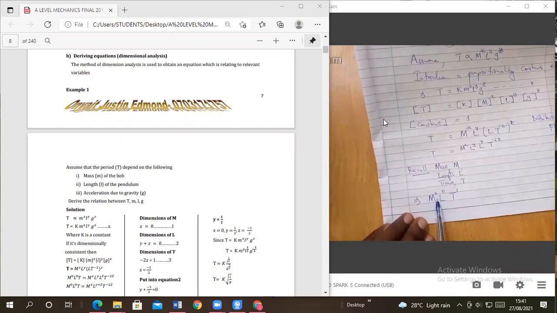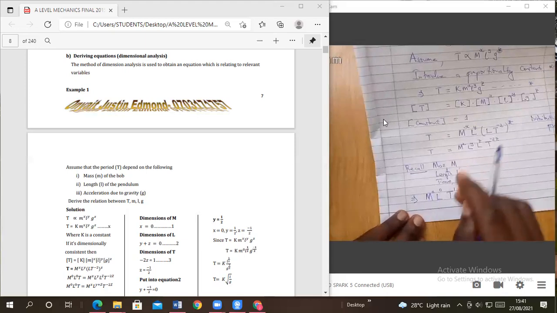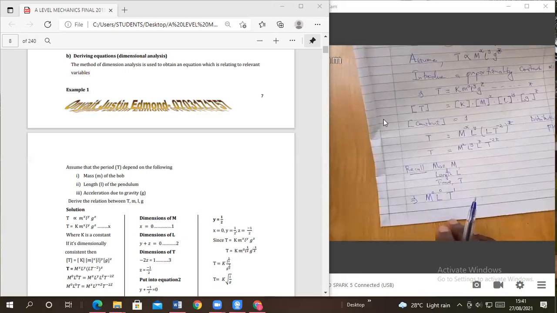Why am I introducing this? So that we are able to equate the powers. Are you together, members? Because any number raised to power 0 is 1, so we shall have 1 times T, which still gives us back this. Here we have not changed the meaning. I'm introducing that so that it helps us when we are distributing powers. And we distribute powers per dimension: M with M, L with L, T with T. Are you together, members?